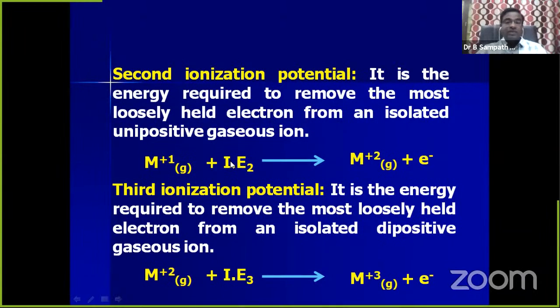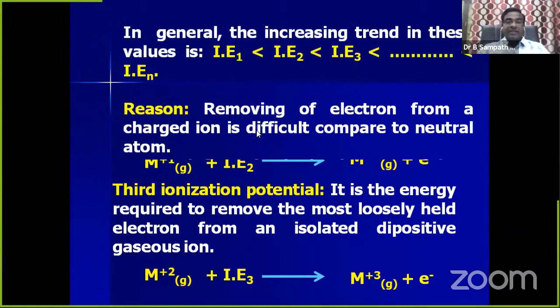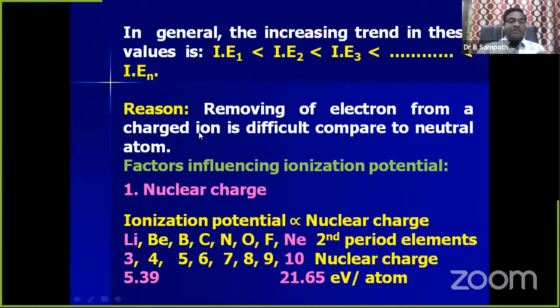So dear children, try to understand this one. Removing an electron from a charged ion is difficult compared to a neutral atom. Now, what factors influence ionization potential? Here, children, ionization potential not only depends upon the atomic radius, it also depends upon so many factors. So what factors influence the ionization potential?